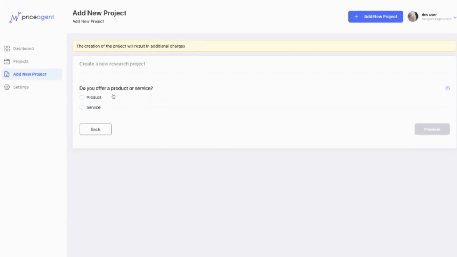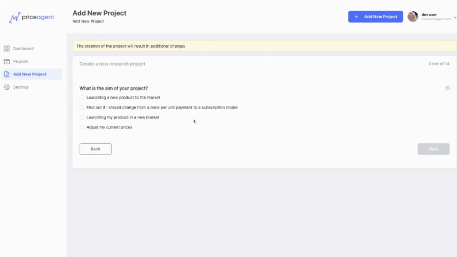Here you get the option to choose whether it's a product or service. In our example, it's a product and we are launching a new product to the market. But you can also just measure adjusting my current prices or find out if you should change per unit to a subscription model or launching your product in a new market.